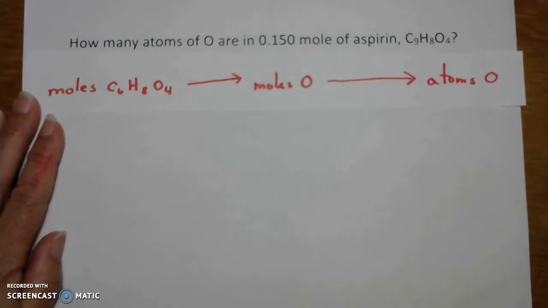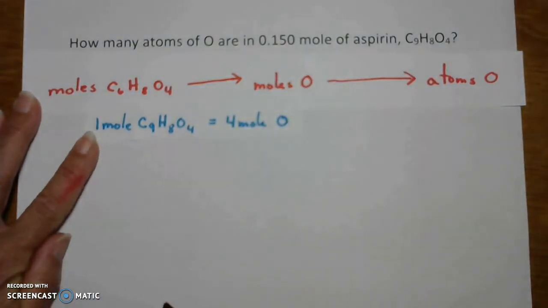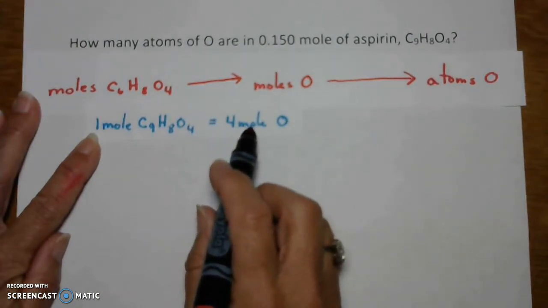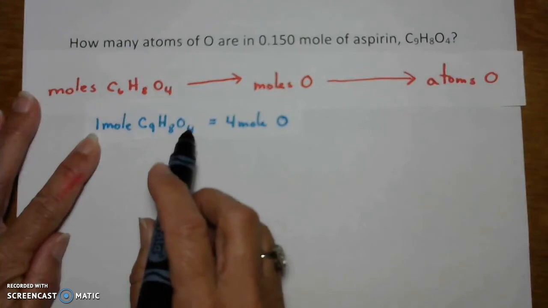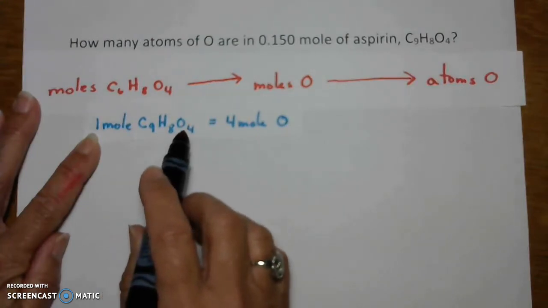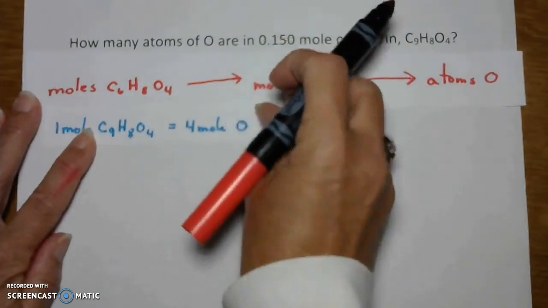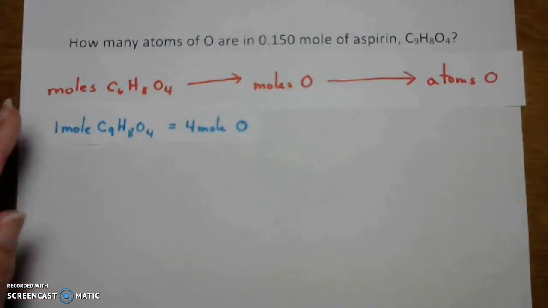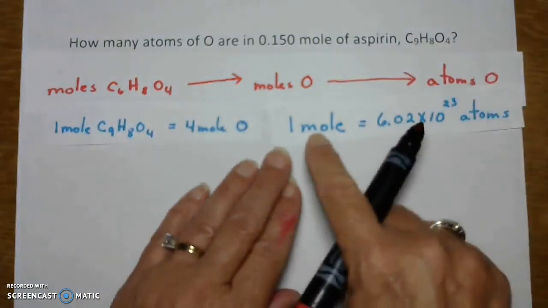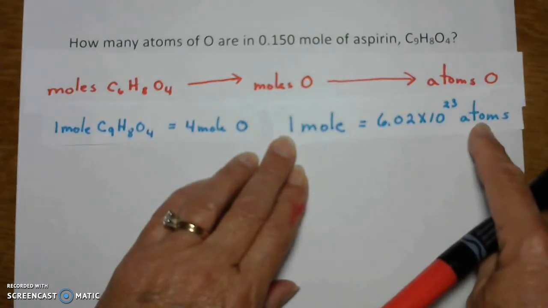So here's our first equality. To make the first conversion, we'll need this information. 1 mole of aspirin contains 4 moles of oxygen. And we know that because of this little subscript 4 here. Each mole of aspirin is going to have 4 moles of oxygen. So we'll use this for our first conversion, for this first arrow. For the second conversion, we'll reuse this one here. For every 1 mole, we know we have 6.02 times 10 to the 23rd atoms.